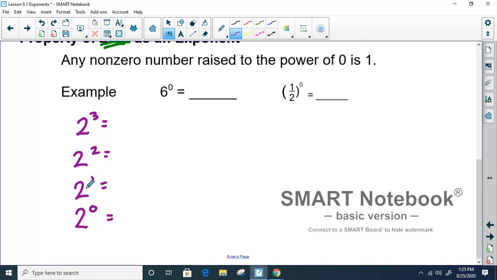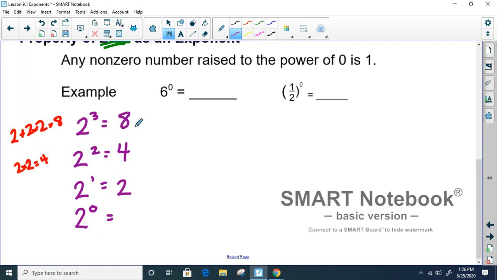We know that anything raised to the 1st power stays the same, right? 2 repeated once is 2. 2 to the 2nd power would be the same as 2 times 2, which I know is 4 because 2 is repeated twice. So my answer here would be 4. 2 to the 3rd power, 2 is repeated 3 times, and I'm multiplying. So 2 times 2 is 4, 4 times 2 is 8.